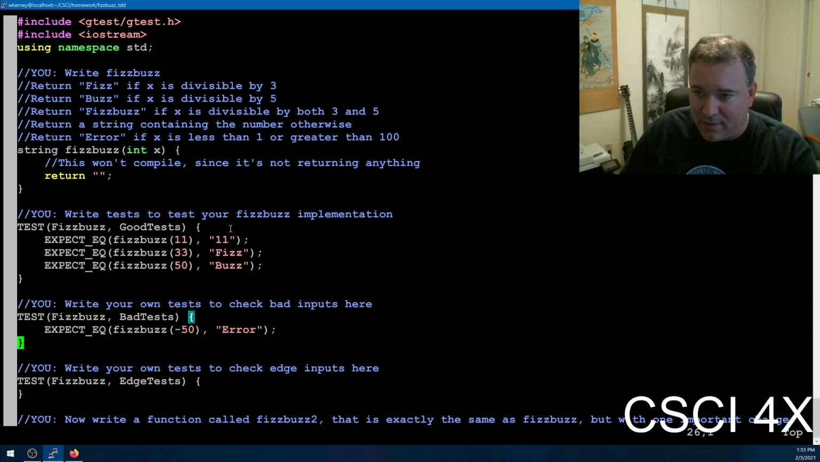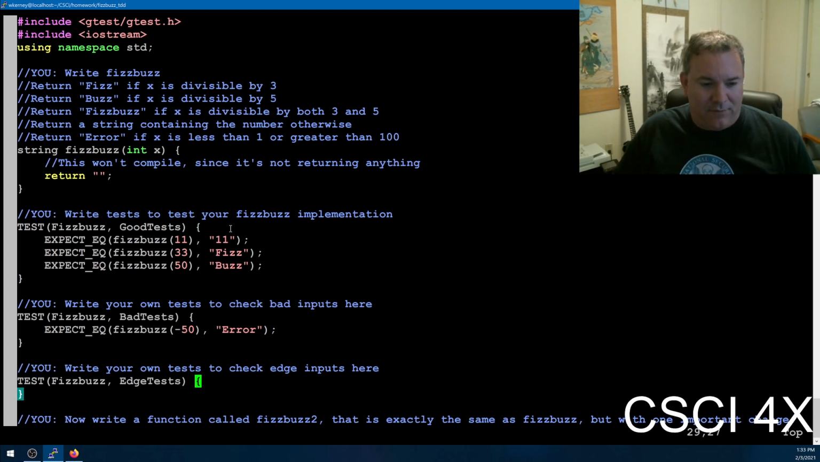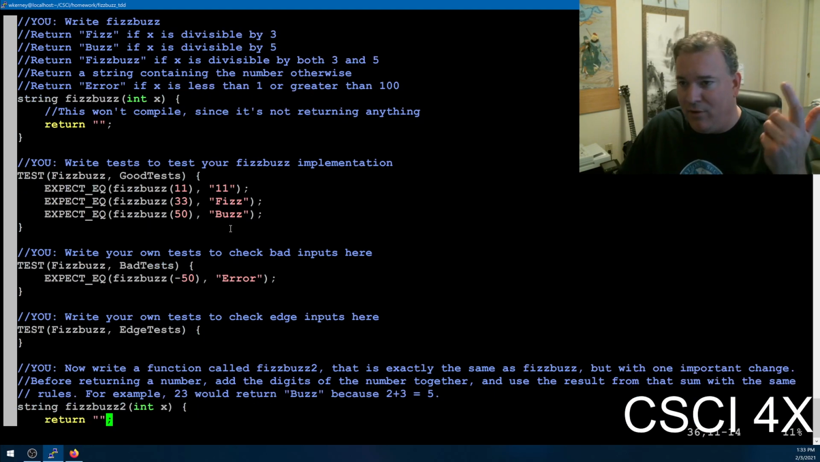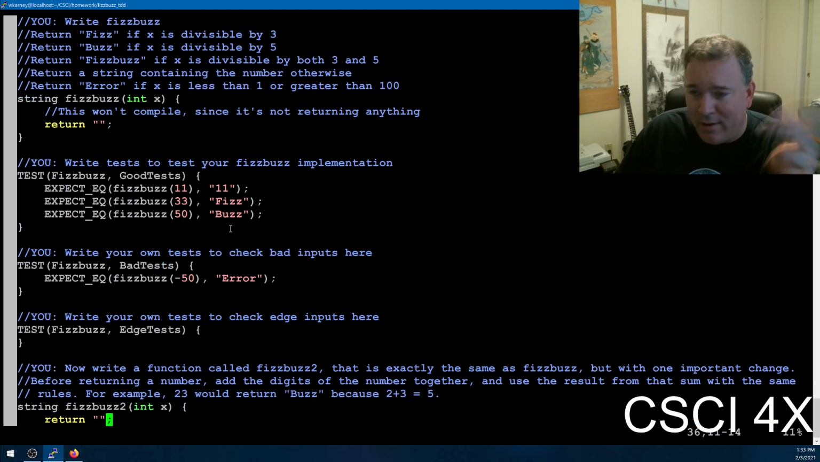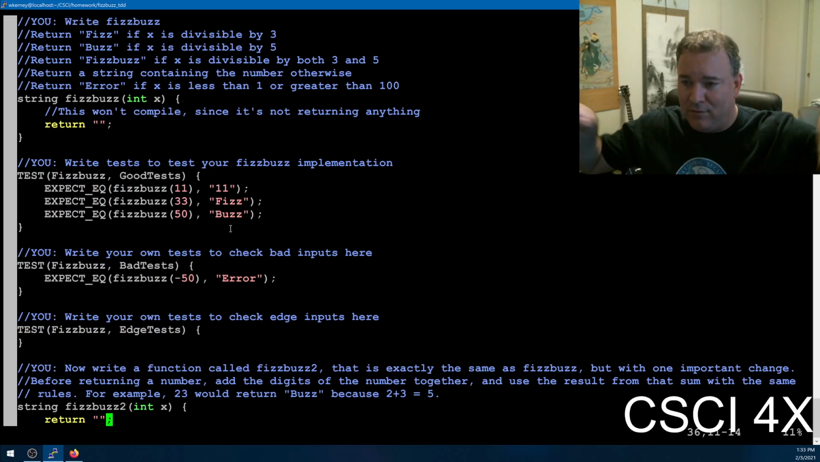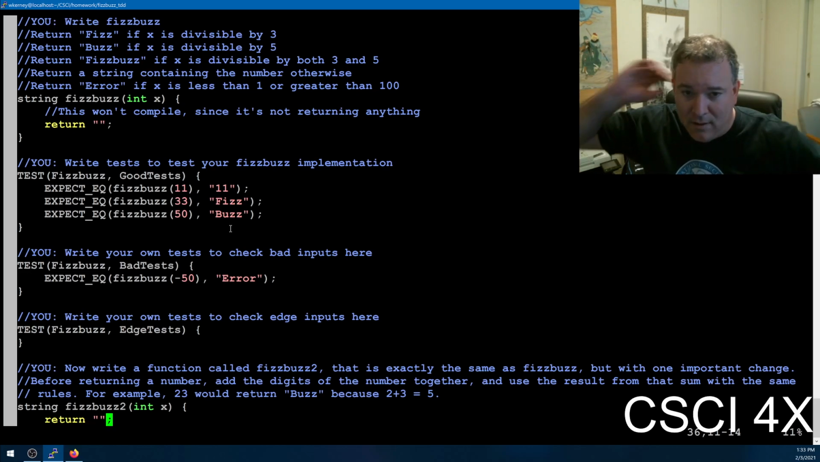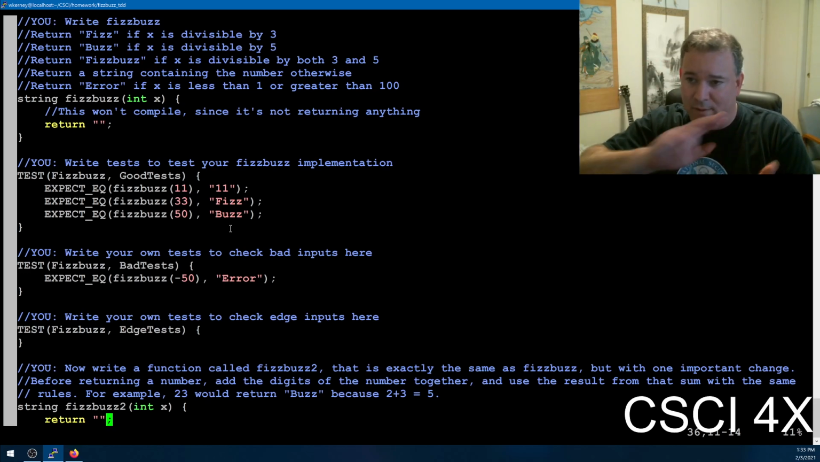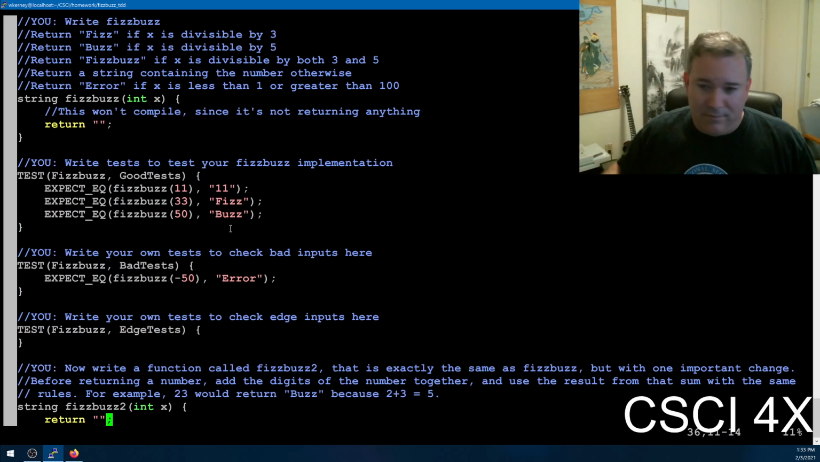The bad tests are going to be pretty easy to write. They're all going to be pretty samey. Just make sure you have some that are less than 1, some that are more than 100, and that's all you really need to do for the bad tests. And then for the edge tests, just do like 0, 1, 2, 99, 100, 101. Should basically be the same for everyone. And then for the good tests, just have good test coverage. So make sure you're testing a variety of numbers, and make sure you're testing fizz and buzz and fizzbuzz numbers, and have some duplicates there.